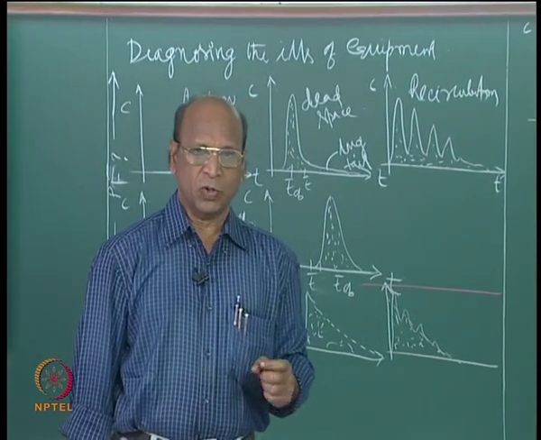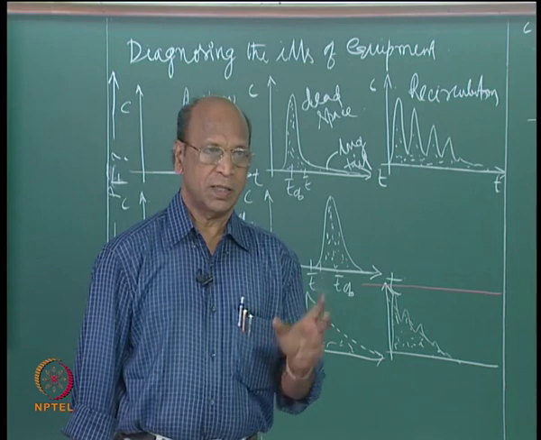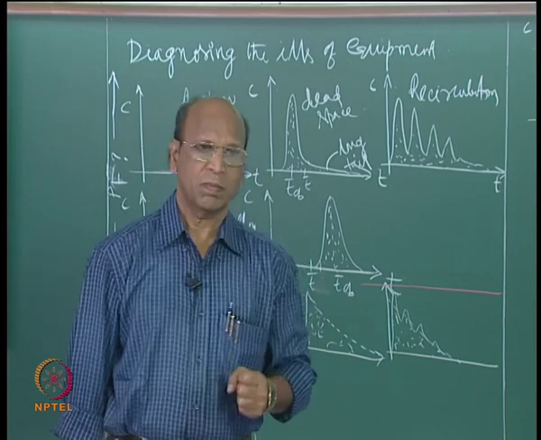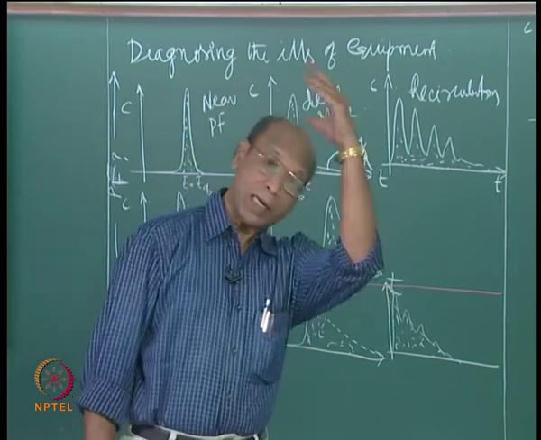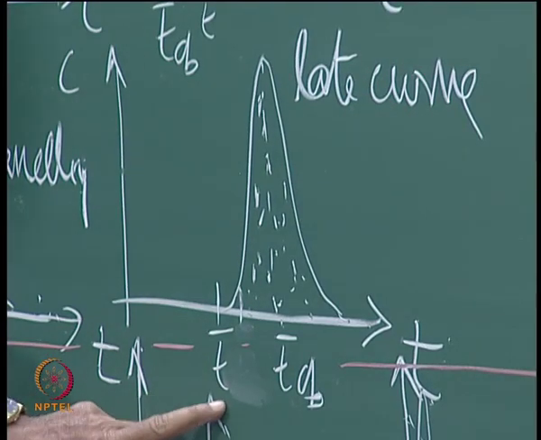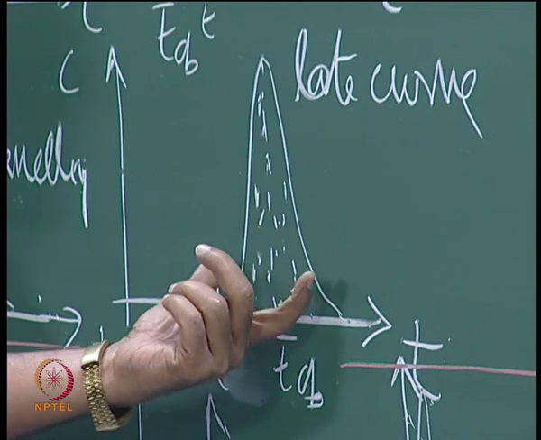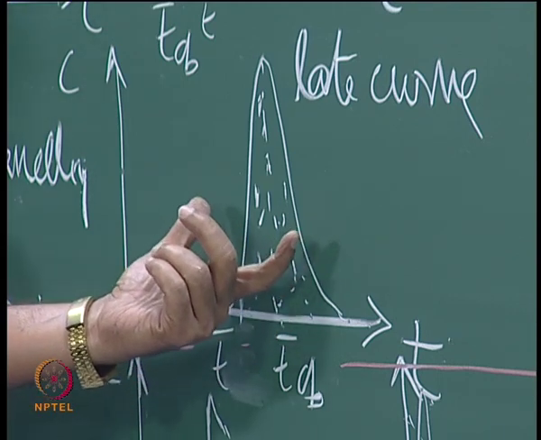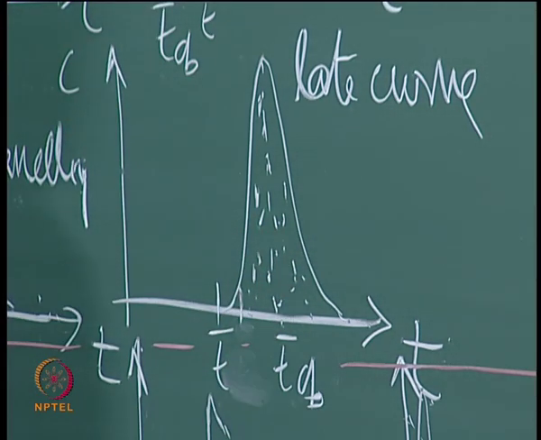Particularly for gas phase reactions, this tracer will go and get adsorbed on the particles. That will come late. Actually, this is called a late curve. Correct? You expect it around T bar, and it is not changing much. The shape is, as you said, almost axial mixing, but the only thing is, it is coming late.